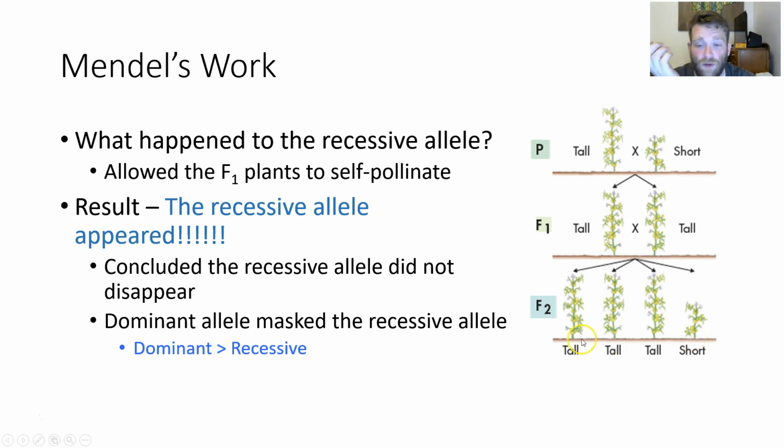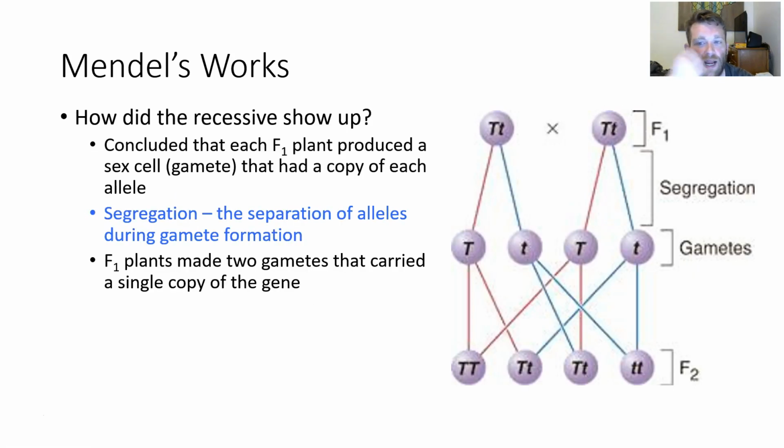What he ended up concluding is that recessive alleles don't disappear, that factor didn't go away, and that there was some kind of dominant trait that ended up covering up, or being expressed over, the recessive one. So how do these recessive traits end up showing up? It's basically due to the process of meiosis and what happens with independent assortment, the idea that depending upon how things line up determines what the gametes are going to have.